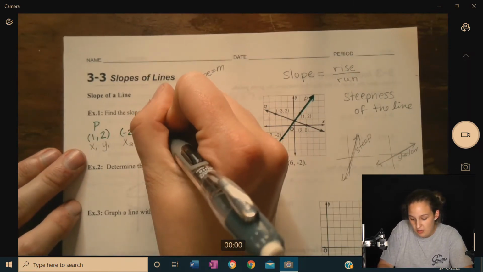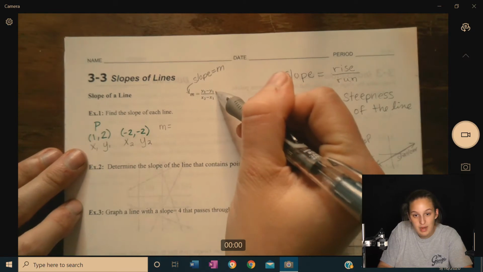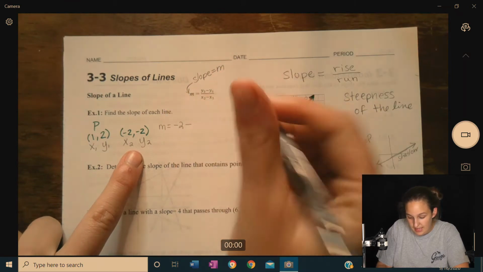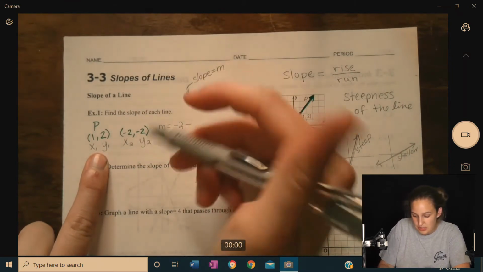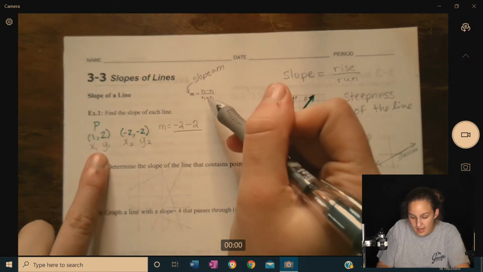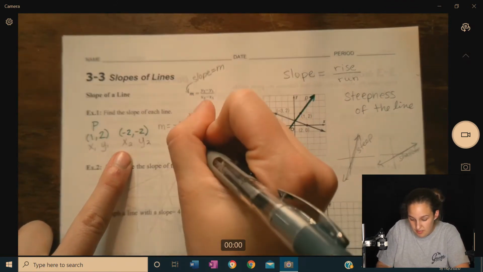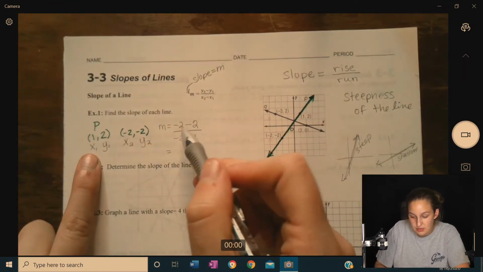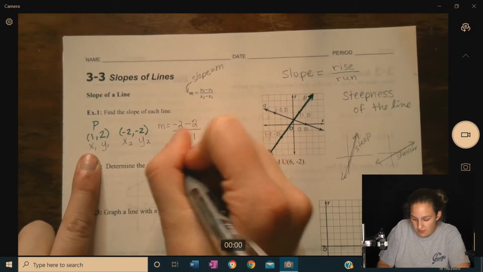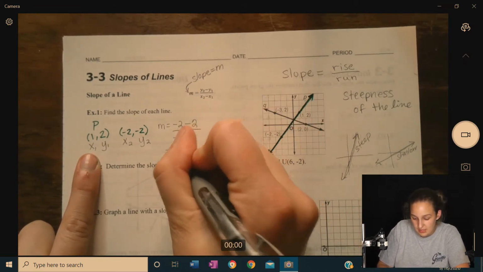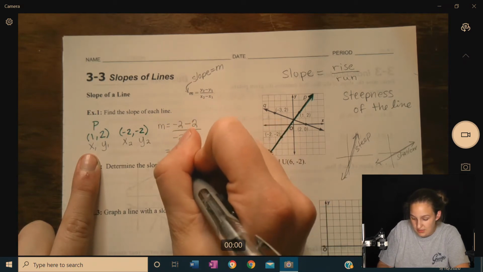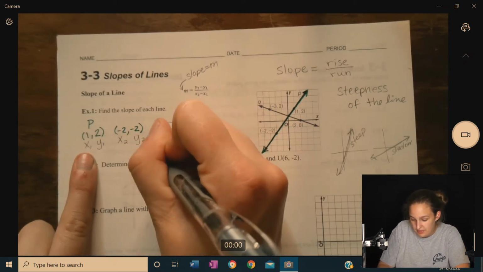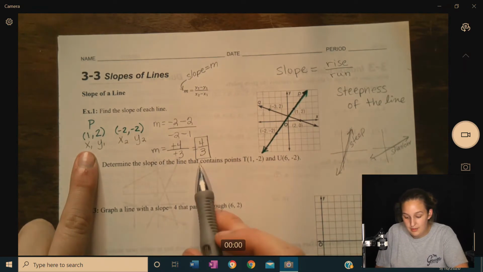So we know that the slope is equal to y2 minus y1. Well, y2 here is negative 2, negative 2 minus y1, which is 2, all over x2, which is negative 2, minus x1, which is 1. All right, so this is equal to negative 2 minus 2 is negative 4. And then negative 2 minus 1 is negative 3. Your negatives cancel because negative divided by a negative is a positive. So you are left with a slope of 4/3. All right, that's for line P.